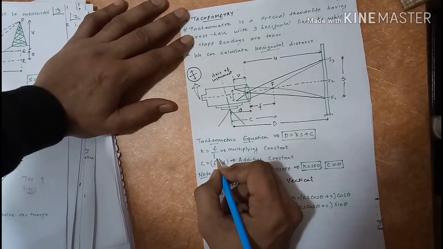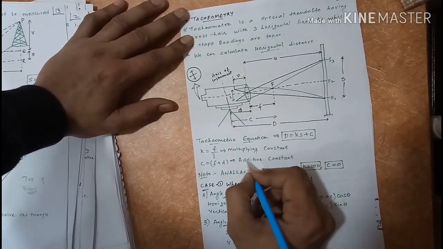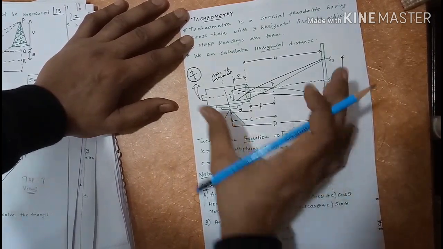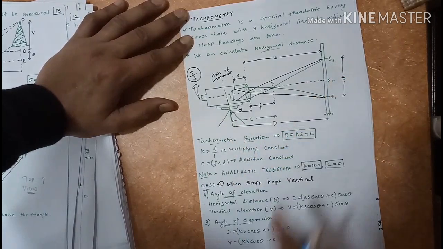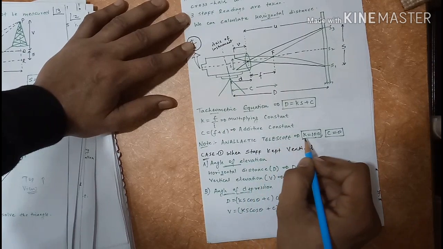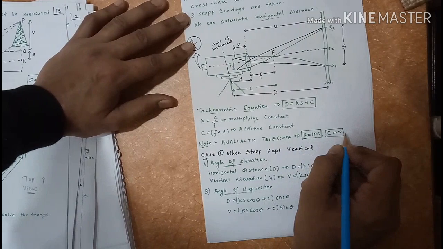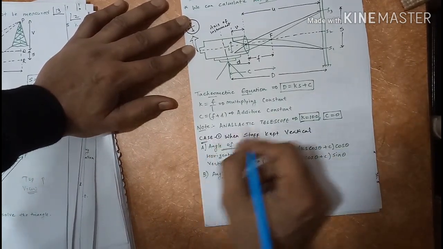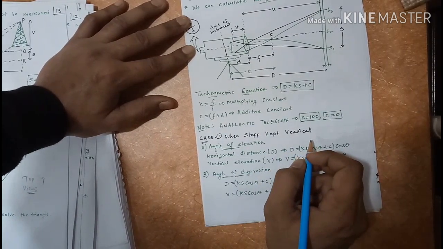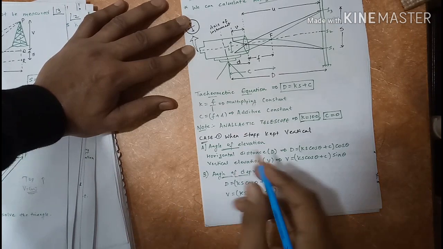F is the focal length, I is this distance. C is F plus D, the additive constant, this one. This is the basic diagram of a lens, how it works. An analytic telescope is one for which the value of K is equal to 100 and C is 0. Now in this also we have sub cases. Case 1, when the staff is kept vertical. We will not study the cases but just jump to the conclusions.